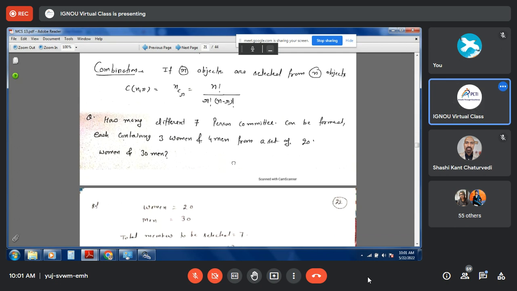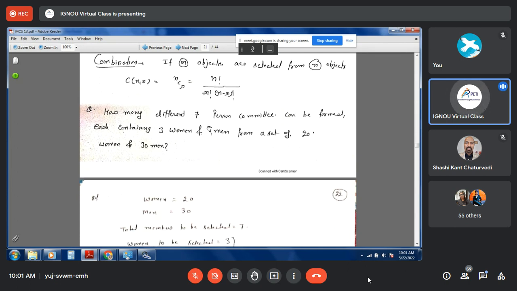How many different 7-person committees can be formed, each containing 3 women and 4 men, from a set of 20 women and 30 men? Say there is an office. In the office, 20 women and 30 men are at work.